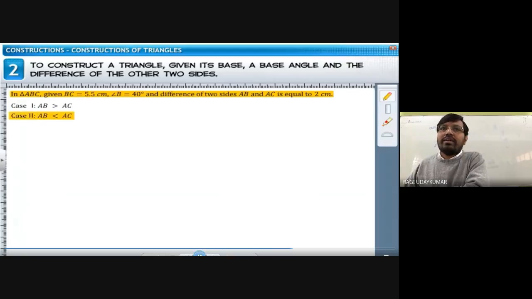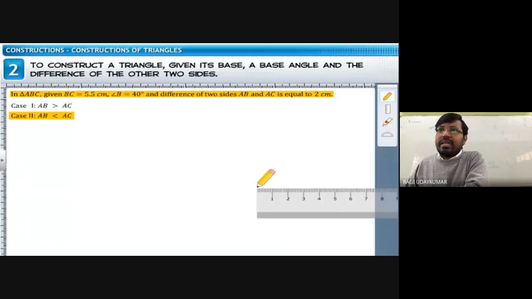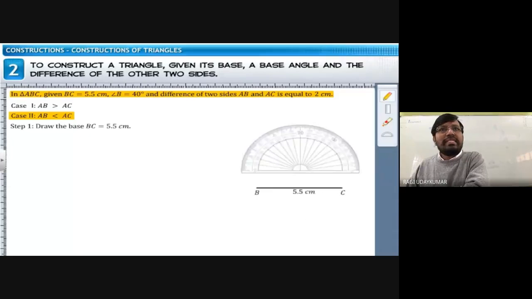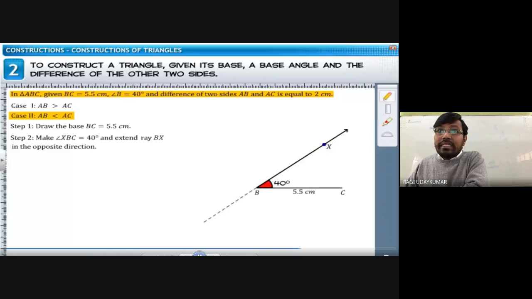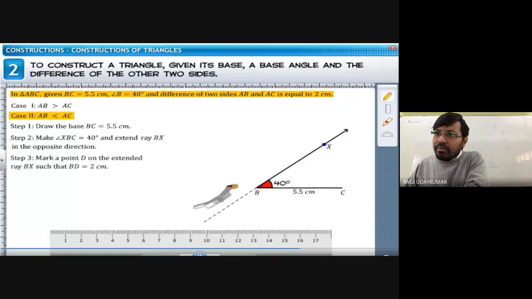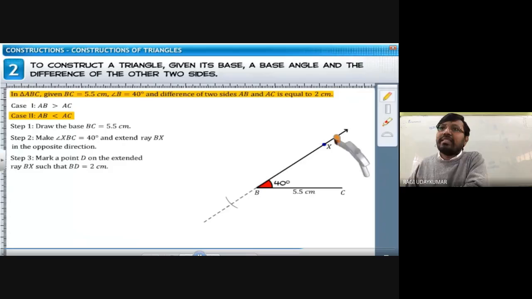Now the second case problem. Sometimes the question may have AB length less than AC. In case AB length is less than AC, what to do? In this situation, the starting is the same: BC length is 5.5, and draw angle B of 40 degrees. And here for the difference, when AB is less than AC, you have to extend the ray and draw the length BD downward. Whenever the length of AB is less than AC, join these two.